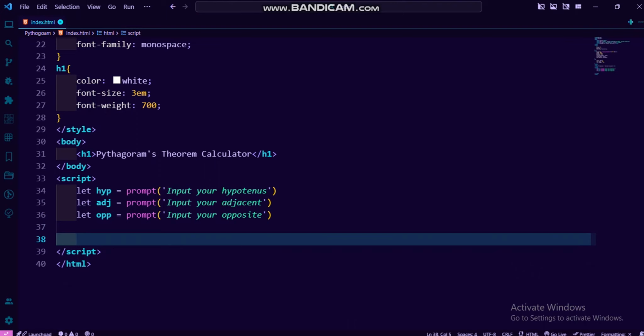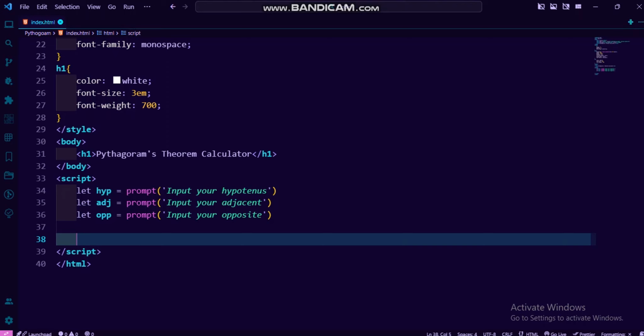Functions which solve for the hypotenuse, adjacent, and the opposite. So before we create those functions, firstly, we will look for the hypotenuse, which is adjacent squared plus opposite squared. So we are going to analyze it. It's going to be hypotenuse equals to root adjacent squared plus opposite squared.